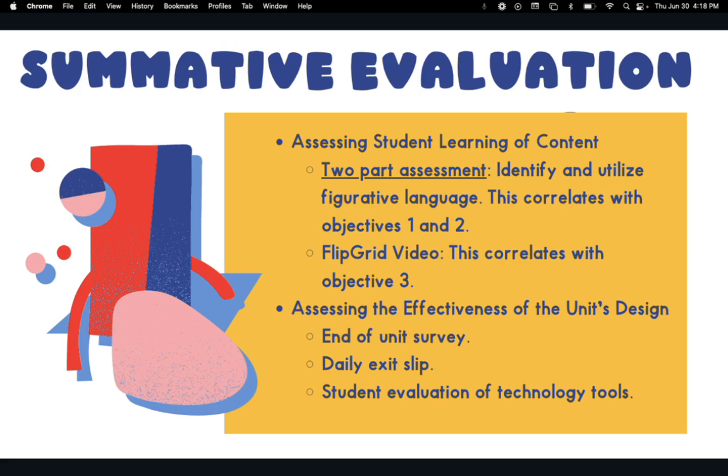A daily exit slip would check in about the figurative language element that they learned or the parts of the lesson that they found were successful or not successful. We also want to do a student evaluation of the technology tools so they can share their thoughts on the presentation software like Flipgrid, specifically how user-friendly it was and how confident they felt utilizing this tool in the future. We like to use Flipgrid because it's such an interactive tool, but we want to make sure that students feel confident and comfortable using it. Doing a student survey where they evaluate the technology tools will provide us with that understanding.